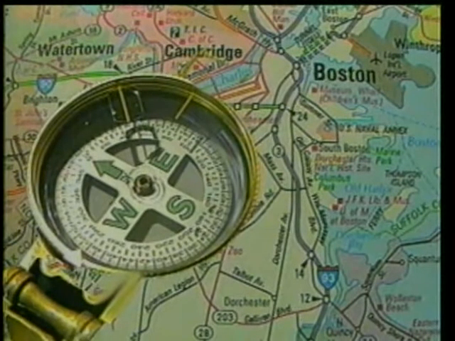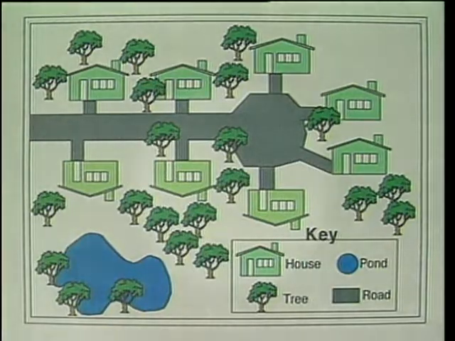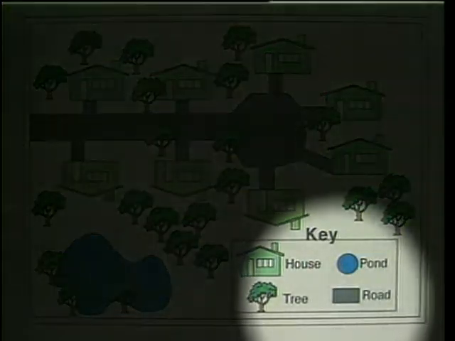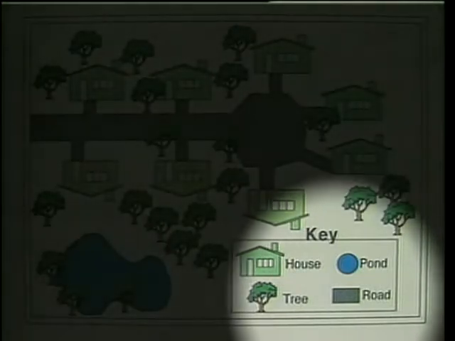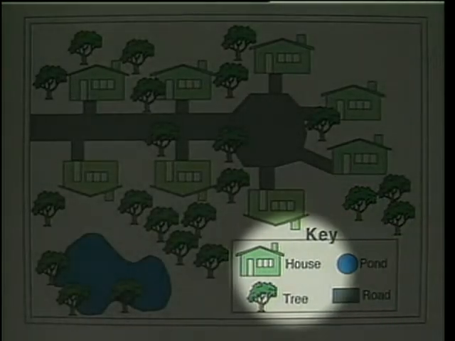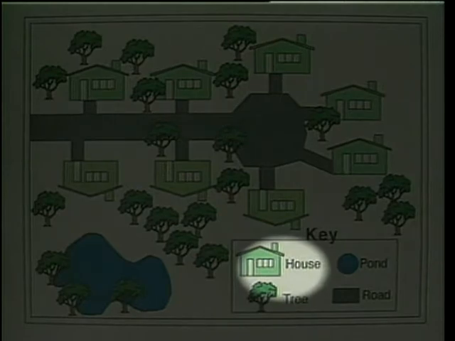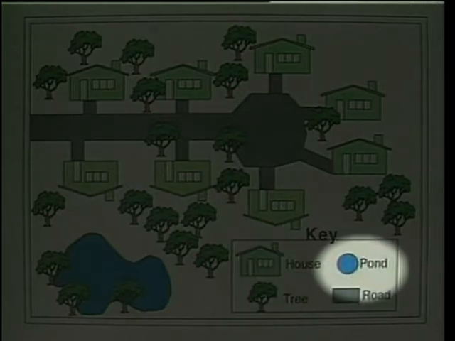Because humans don't have these abilities, we have invented maps to help us find our way, and compasses to show the directions of north, east, south, and west. A map usually has a key that tells what the symbols used in the map stand for. For instance, here is the symbol for a house, and this is the symbol for a pond.